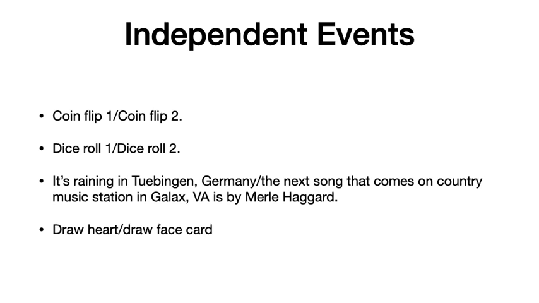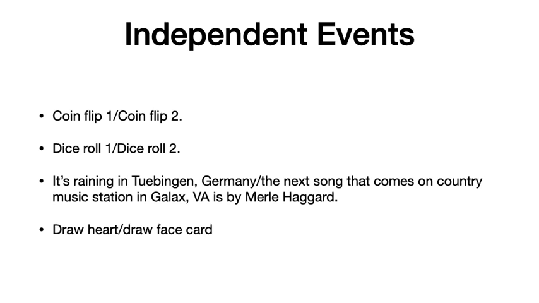Sorry, like I said, we're going to do a lot of talk about gambling. Or you could think about this: whether or not it's raining in Tübingen, Germany. If I look at the weather and it's raining in Tübingen, that tells me nothing about what the country music station in Galax, Virginia is going to play next, as far as I know. Maybe the DJ has some weird policy whenever it's raining in this city in Germany, he plays Merle Haggard. I don't think so. Most likely, weather in Germany has no impact on what the DJ at this country music station is playing.